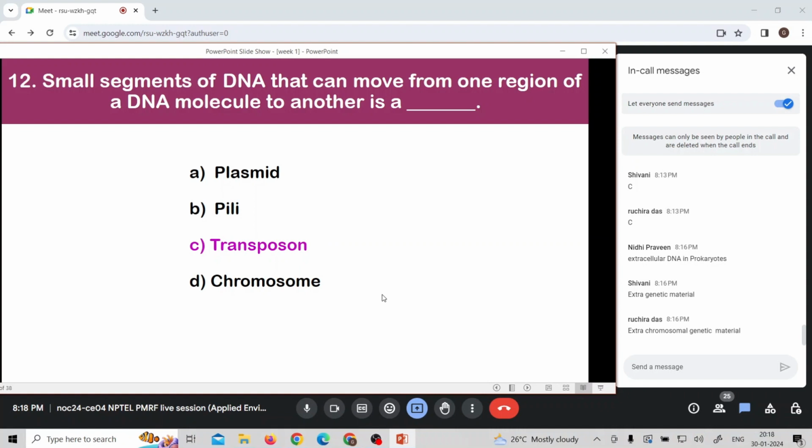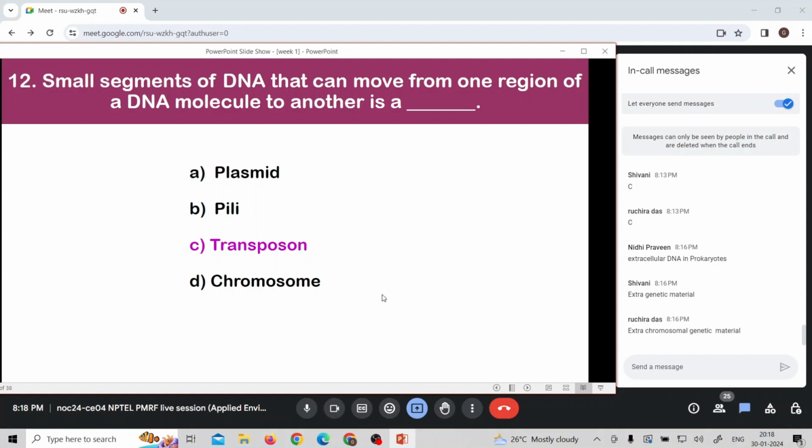Whereas in the case of plasmid, it will also have genes that code for some useful purpose. It may not be ultimately essential for the survival. So that is why they are called extra chromosomal genetic material. And these plasmids can also be transferred from one cell to another.